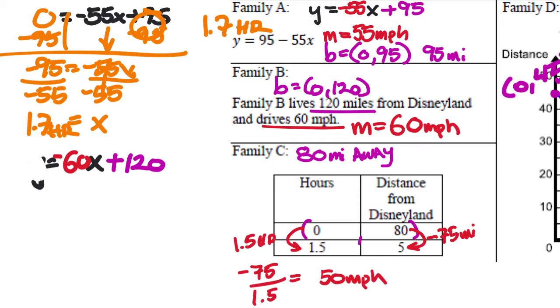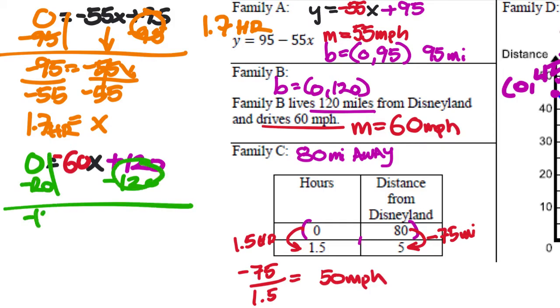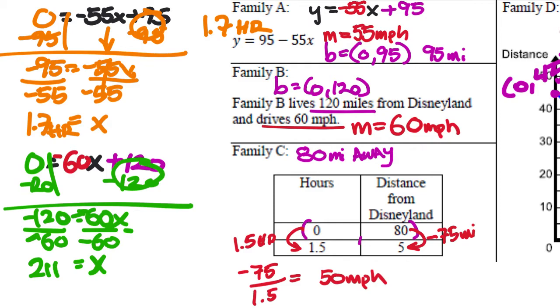But again, we want to know when that y value is going to be 0, because that's the distance from Disneyland. Well, subtract 120. Not everyone needs this. Some of you know it's just 2 hours, and that's fine. So it's negative 120 equals negative 60x. Divide both sides by negative 60. And x is going to be 2 hours. So family B is going to take 2 hours.